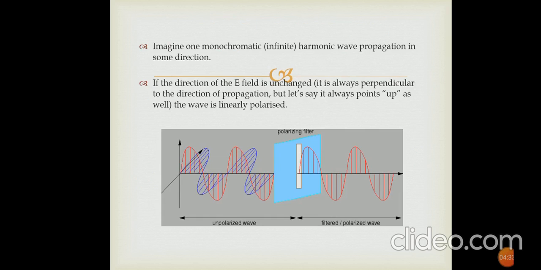Imagine one monochromatic, infinite harmonic wave propagating in some direction. If the direction of the E field is unchanged, that is, it is always perpendicular to the direction of propagation, but let's say it always points up, the wave is linearly polarized. Here, see this diagram. What exactly happens here? The polarized filter, that means the nicol prism, is there. Of the many unpolarized waves that arrive at the filter, only the polarized waves pass out.